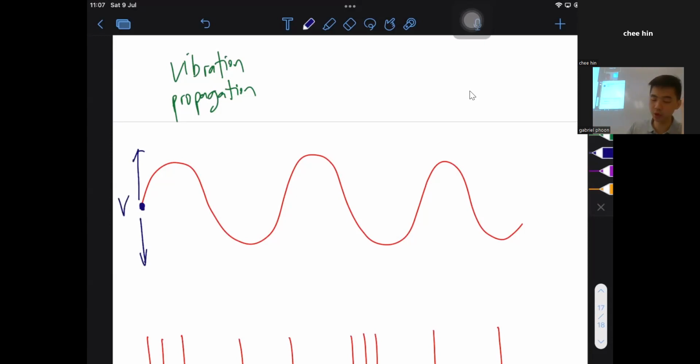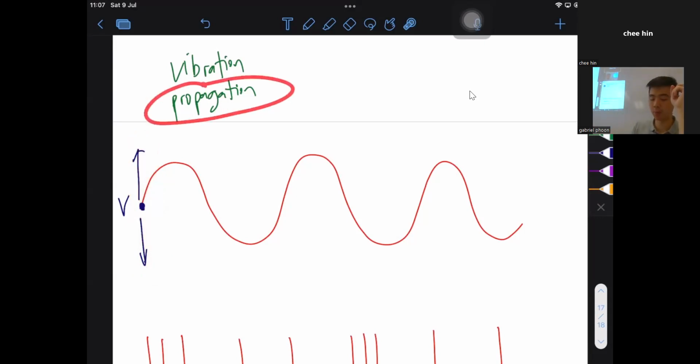It has a vibration that goes up and down, meaning to say, if I only focus on this particle here, without any propagation, it will go up, down, up, down, and so on, right? This is only when it has vibration.